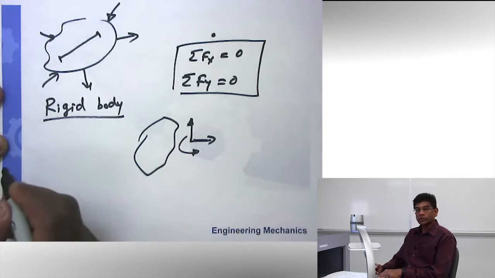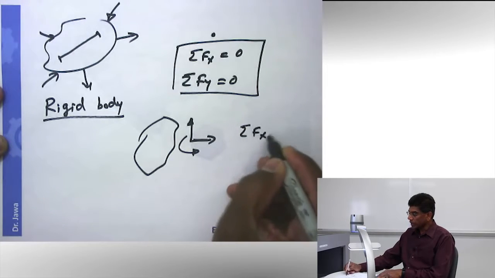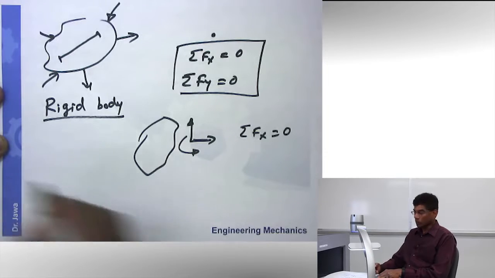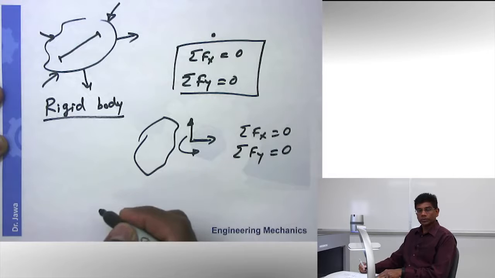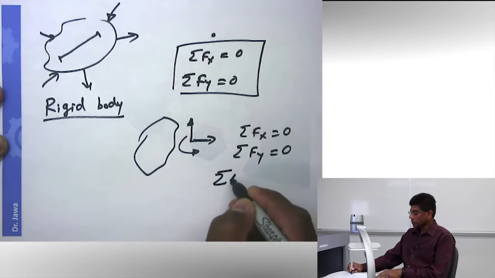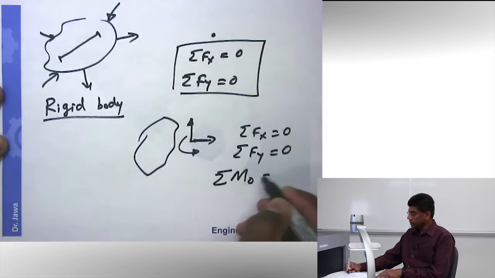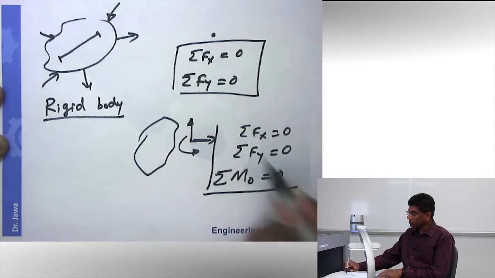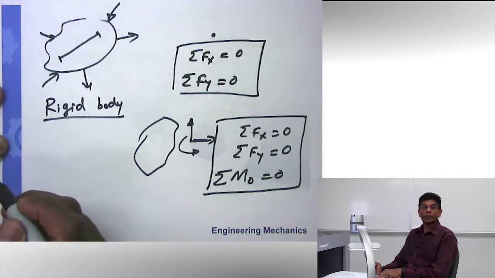So our equations for a 2D rigid body equilibrium will be sum of the forces along x direction equal to 0, sum of the forces along y direction equal to 0. I'm writing the scalar equations. And then sum of all the moments about a point, for example, O, equal to 0. So we will have three equations in case of two-dimensional rigid body equilibrium problem, meaning we can solve for three unknowns, all right?